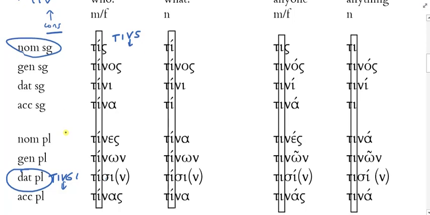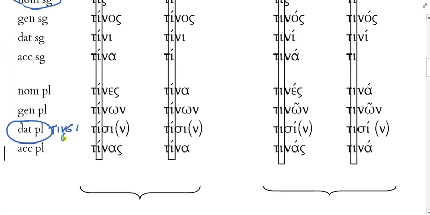So nominative plural would be what? Yeah, who or who all, but that who is plural. Genitive plural? Of whom or of whom all. Tissi? To whom or to whom all or to who all. And tinas? Just whom or who all or whom all. Okay, so there you go.